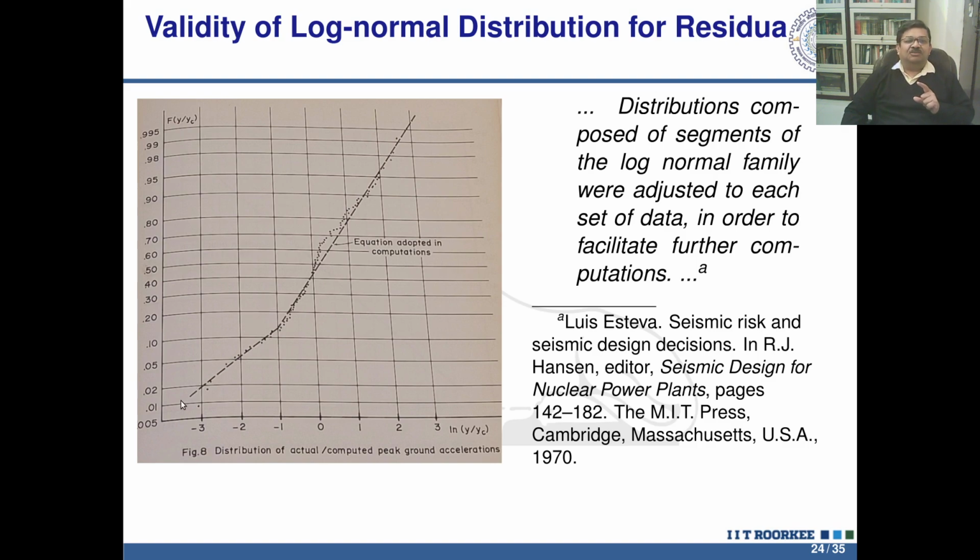He fitted one log normal for this range. He fitted another log normal distribution for this range. Please note the change in slope here. So change in slope on this probability paper indicates difference in distribution parameters. So I don't really know how many people who use log normal distribution have actually read this paper, because Louis Esteva never claimed that log normal distribution is applicable over the entire data range. He only taught that it is a convenient thing that you can use some log normal parameter in this range, some log normal parameter in this range, some log normal parameter in this range.